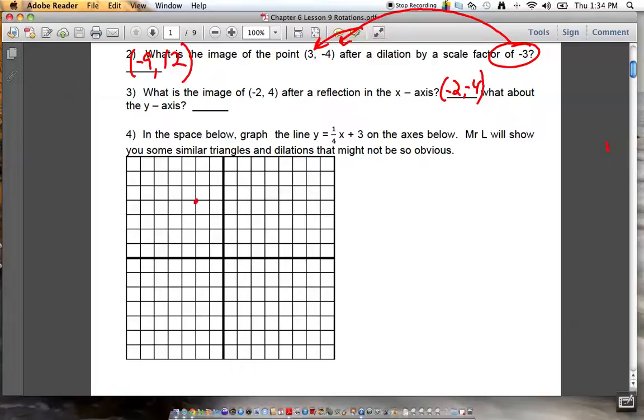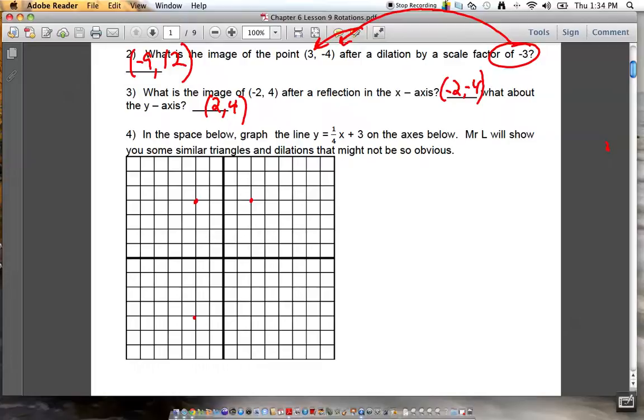Here it is. Now let's actually do the reflection in the x-axis. 1, 2, 3, 4. 1, 2, 3, 4. There's my image point. What are those coordinates? -2, -4. Then it says, what if I would have taken this original point over the y-axis? 1, 2. That would become positive 2. Okay? Any questions?